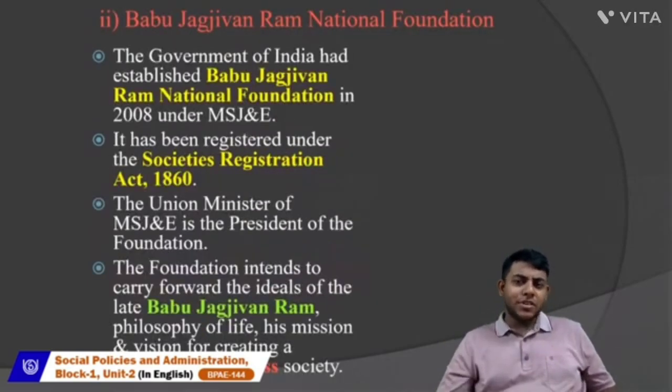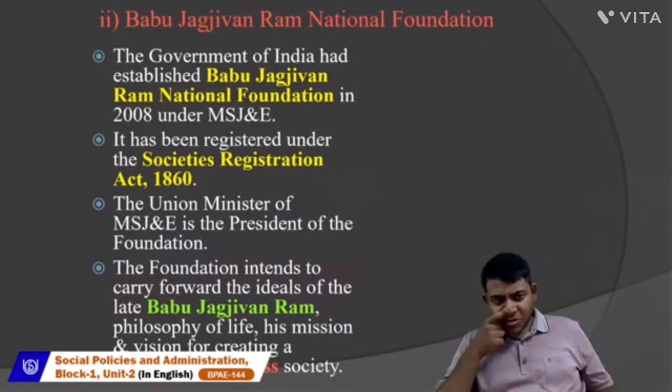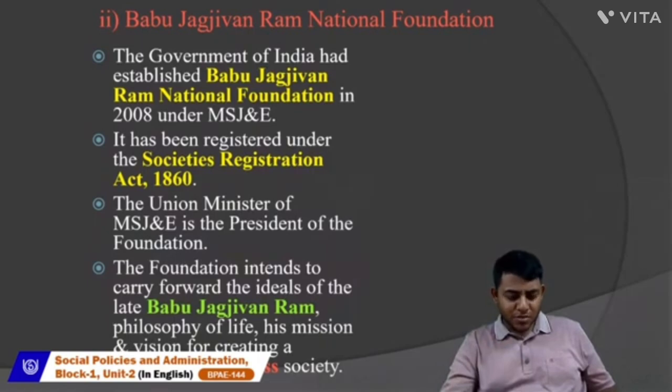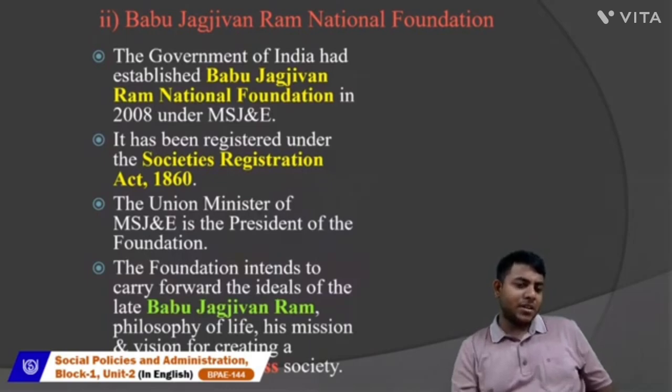Then there is the Babu Jagjeevan Ram National Foundation. So the government of India had established the Babu Jagjeevan Ram National Foundation in 2008 under the Ministry of Social Justice and Empowerment, and it has been registered under the Societies Registration Act of 1860. So the Union Minister of Social Justice and Empowerment is the president of the Babu Jagjeevan Ram National Foundation.